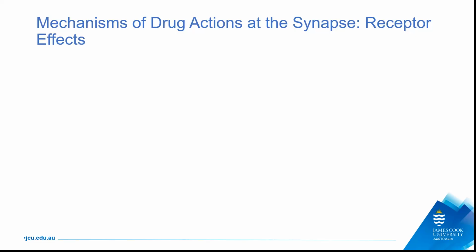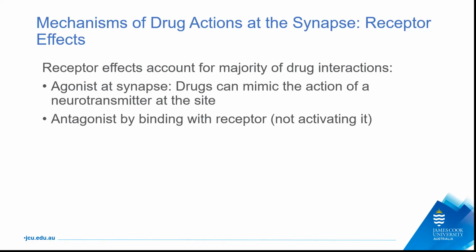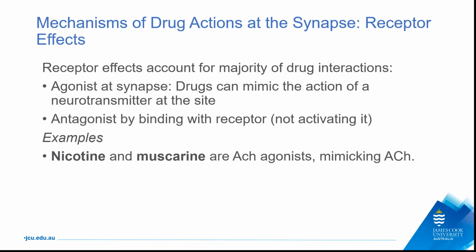So synapse receptor effects, right? Agonist in synapse, so the drugs can mimic the action of the neurotransmitter, can emulate the action. Antagonist is usually, this is like one of the primary functions, so you will bind the receptor, you will compete for space with the particular neurochemical, and you will not really activate the receptor. Yeah. So in detail, we'll talk about it in our next tutorial. Okay? So nicotine and muscarine are ACH agonists, they mimic ACH, cholinergic neurons, receptors.